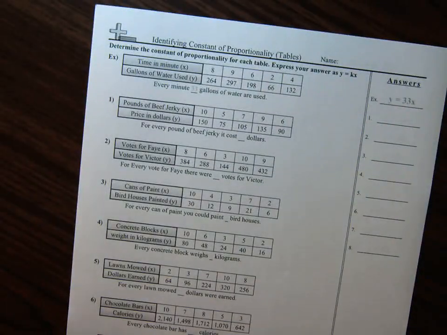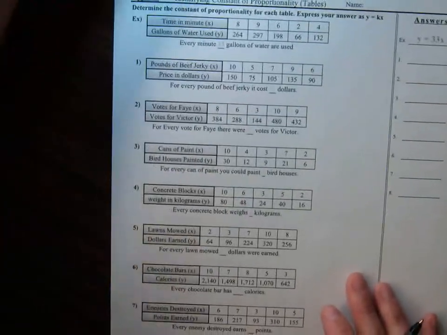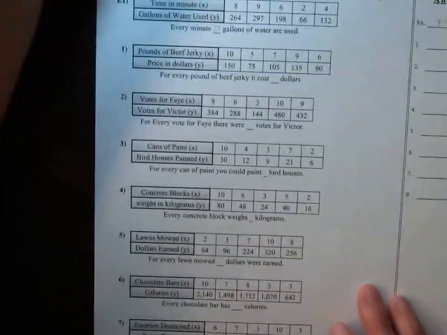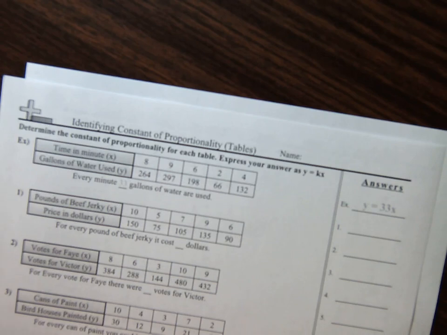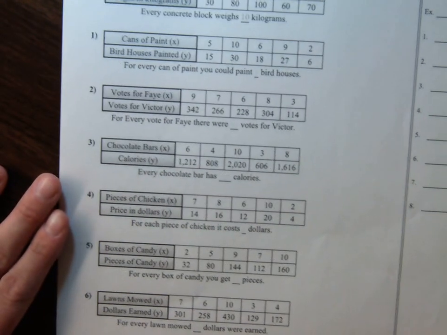If we want to find the constant of proportionality for tables, it's kind of the same thing except in table format instead. So let's zoom in a little bit so we can see. Let's start with this one. Sometimes you'll be given one, sometimes you won't.